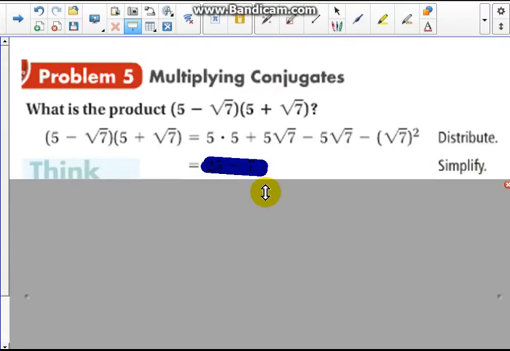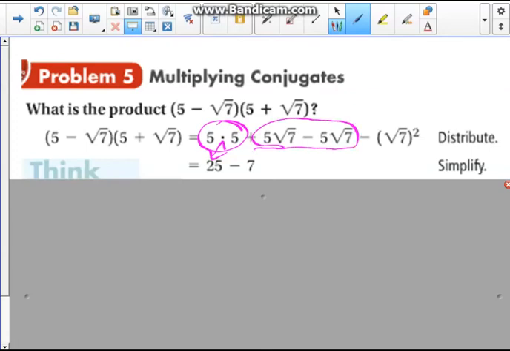So now, when you simplify everything, you end up with 25 minus 7. I know some of my students are going to wonder, how did that happen? Well, you've got 5 times 5 is 25. And notice that you had 5 radical 7 minus 5 radical 7.